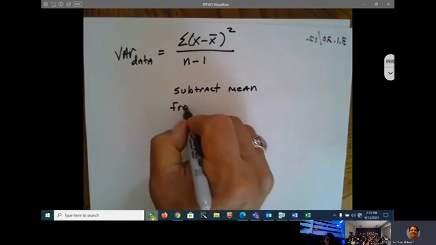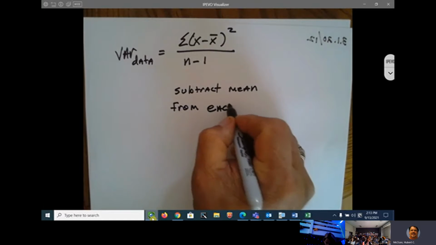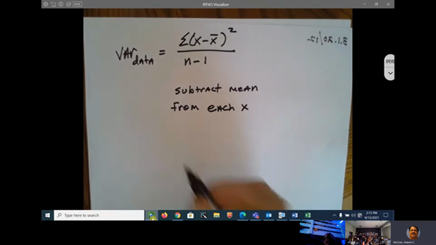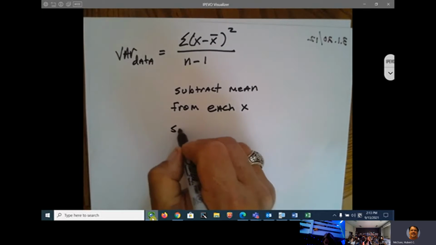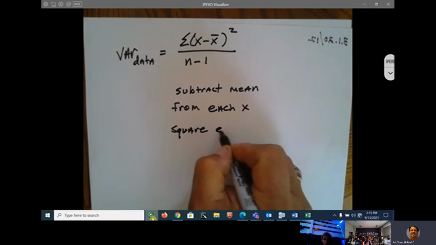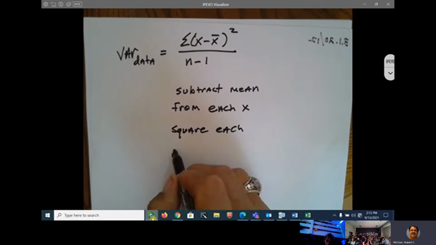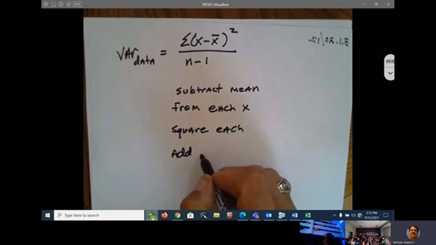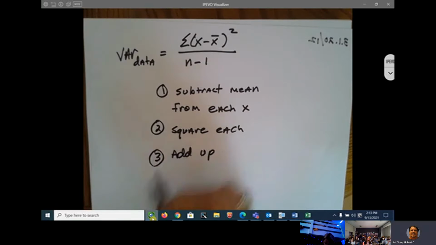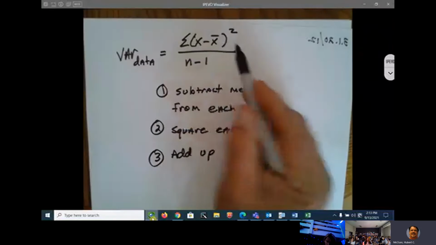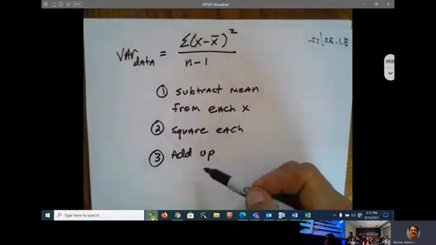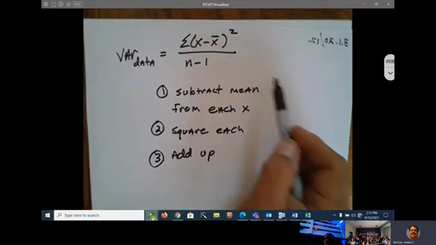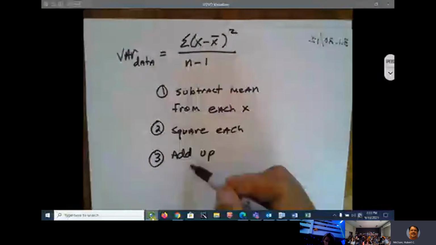from each x, square each, and add them all. Now I tell y'all to read the formula, and that's what it says. I'm going to subtract the mean from each one of my x's. I'm going to square that number, and I'm going to add them all up, and that's going to be my numerator.